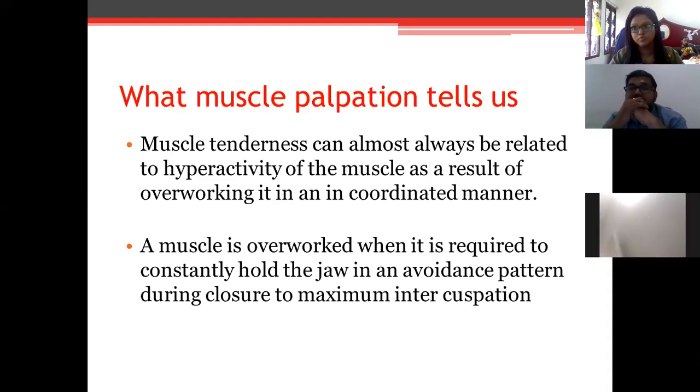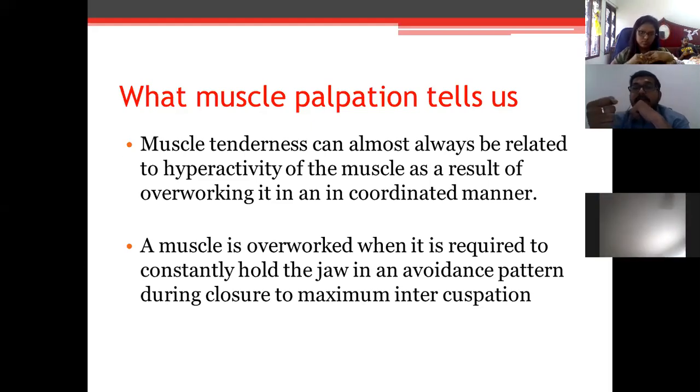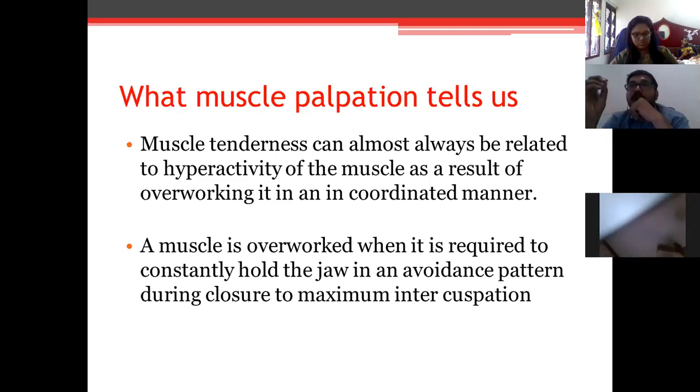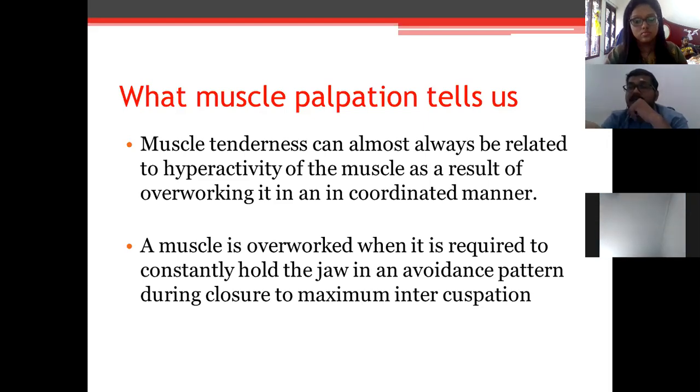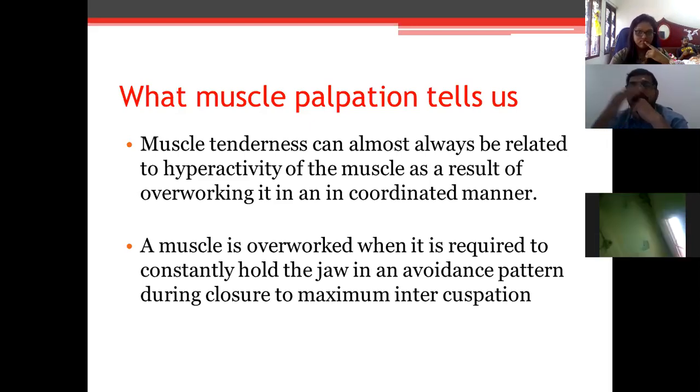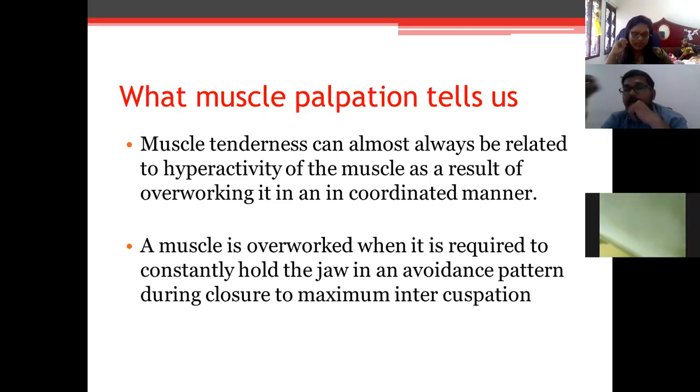The hyperactivity of the muscle is when the muscle has to hold the mandible in an avoidance pattern. So what do you mean by avoidance pattern? Suppose there is any problem in the normal position of the mandible, then the muscle has to hold the mandible to avoid that. Suppose you have done a class 1 cavity preparation, and after the preparation there is some high point that you couldn't find. When the patient closes the mouth, we can't cheat the brain. The brain will sense that there is a high point over there. To avoid that, the muscle doesn't close the mandible completely. The muscle will change the position of the mandible. Now the muscle has to overwork because it has to hold the mandible in an avoidance pattern. That is the normal phenomenon.